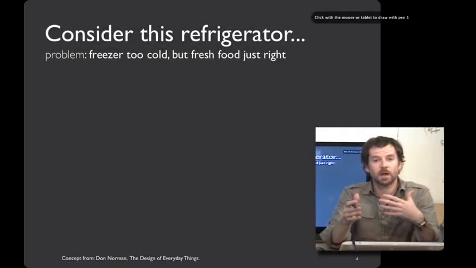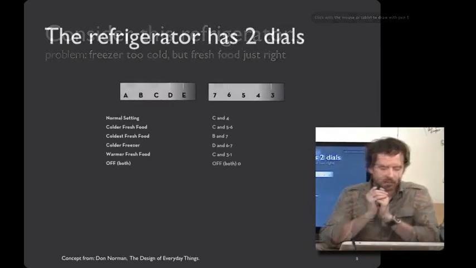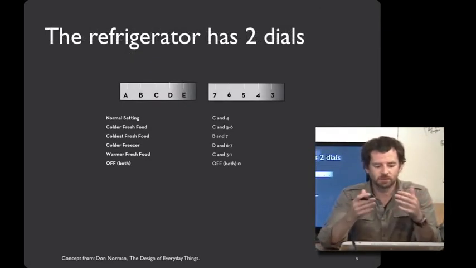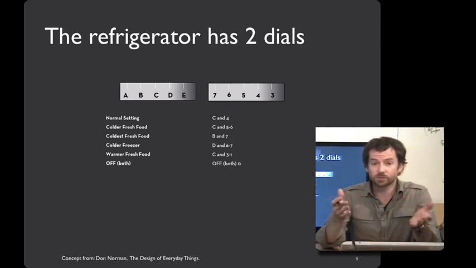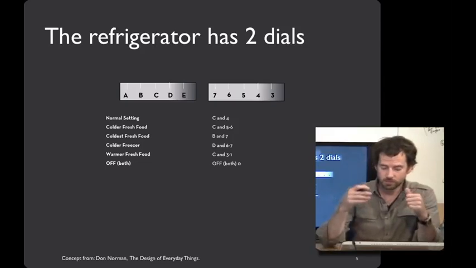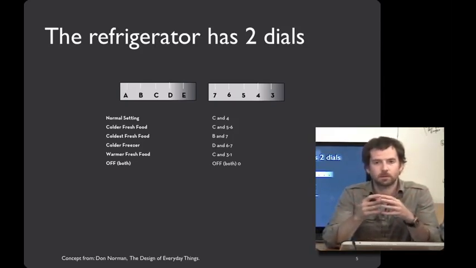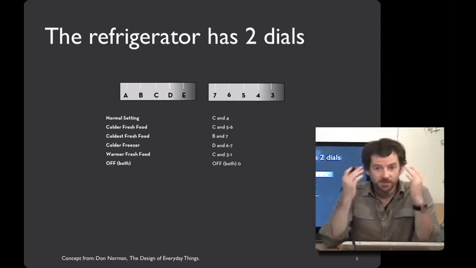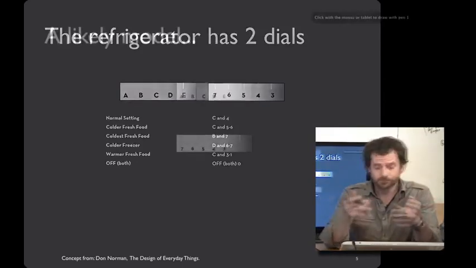Let's say you got a refrigerator, and the problem is that the freezer is too cold, but the fridge is just right. This refrigerator has two dials. One of them is labeled A through E, the other is labeled with numbers 3 through 7. And there's an instruction manual that lists combinations of letters and numbers for different settings of food. So what do we do to have the refrigerator stay the same, but the freezer to be less cold? Well, the action is going to depend on the mental model that you have of the system.